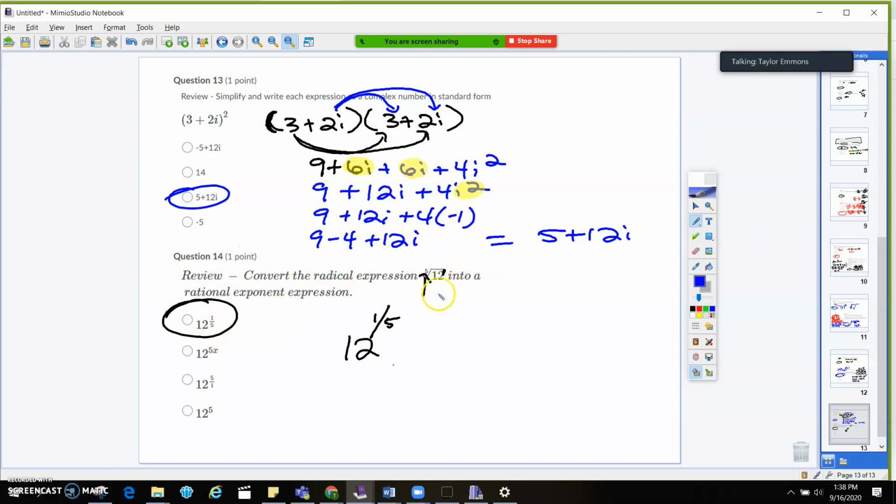For 14, you've got the 5th root of 12 to the 1st power. So remember, anything that's in this little cubby hole that's right here is going to be the denominator over here for the exponent. And whatever the number is right here, which in this case is 12 to the 1st power, so that's 1, is going to be the top number that goes over here. So you'll have 12 to the 1/5 power. Okay? So hopefully you did pretty well in your review. If not, go back and watch the videos. But that should have been all 18 questions. Good luck.